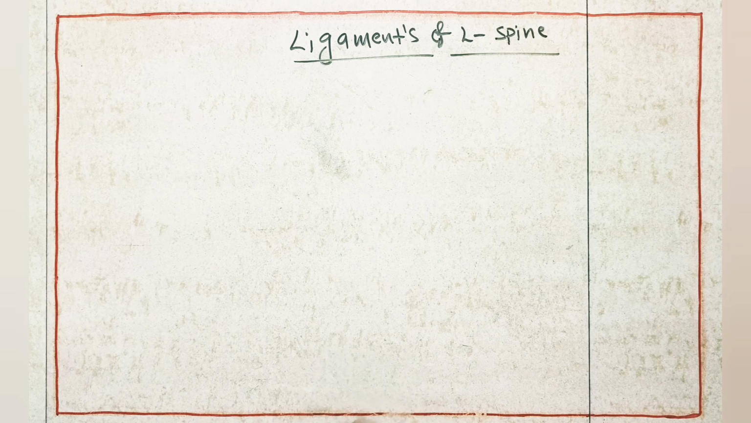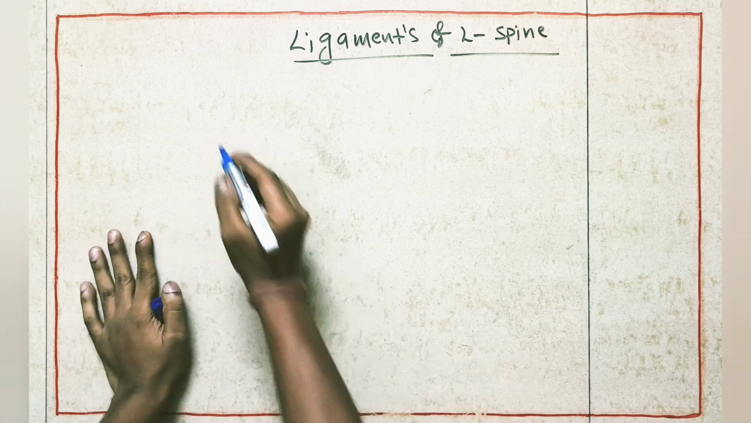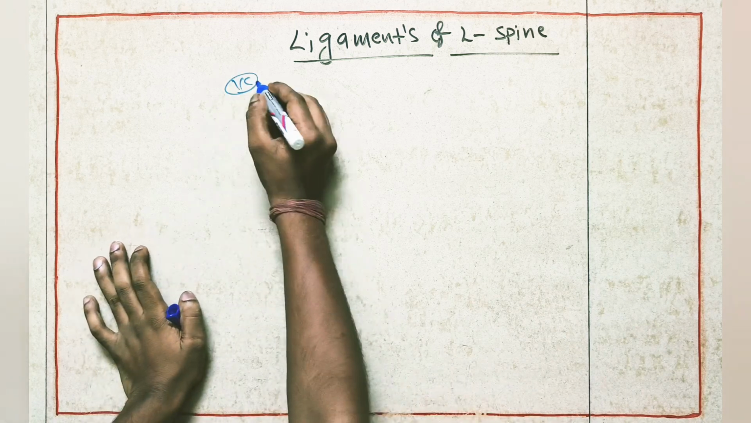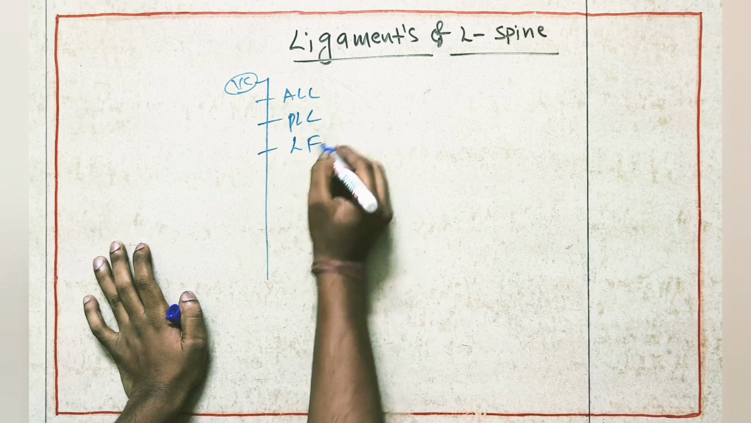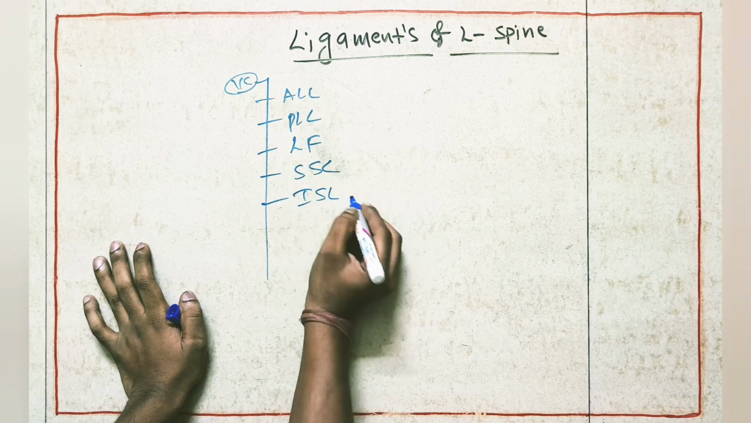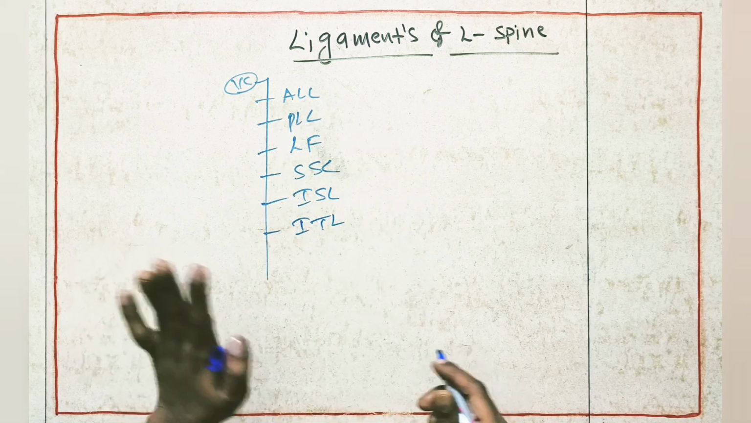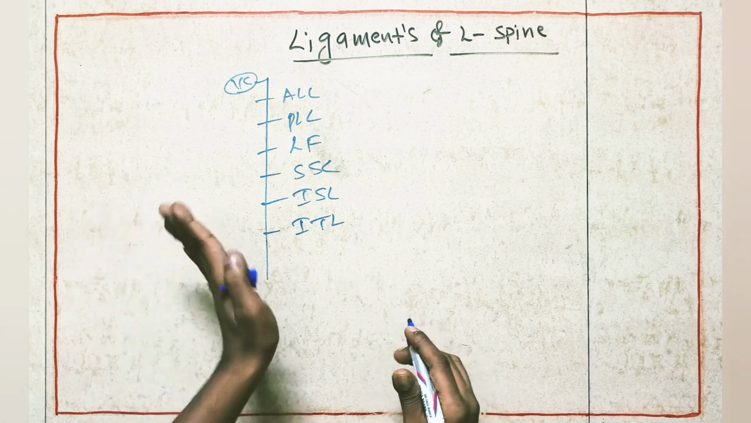Ligaments of the lumbar spine. If you see the ligaments of the lumbar spine, they are almost the same as in our vertebral column, as we discussed in general. Here we have the same ligaments: anterior longitudinal ligament, posterior longitudinal ligament, ligamentum flavum, supraspinous ligament, interspinous ligament, and intertransverse ligament. So these are the ligaments we can see in the lumbar spine.